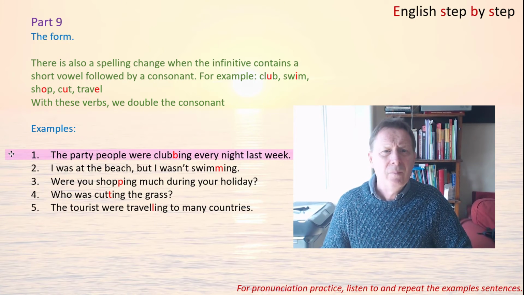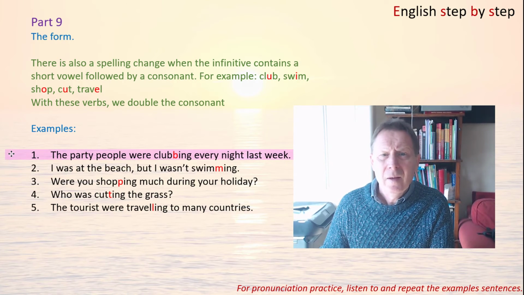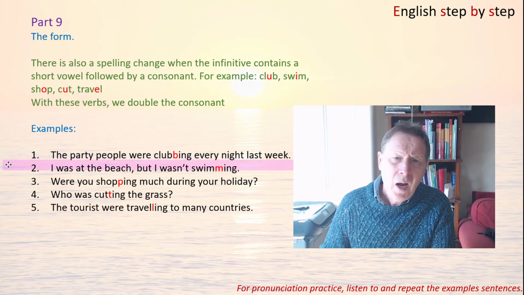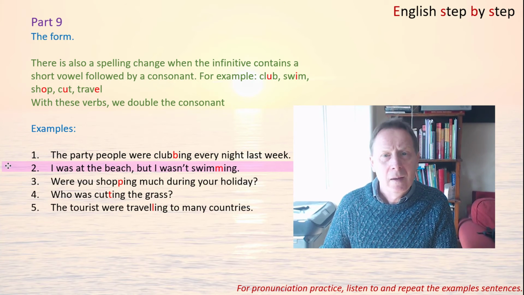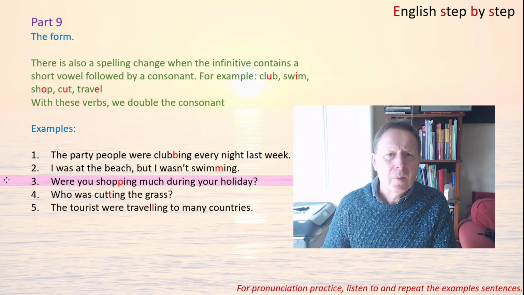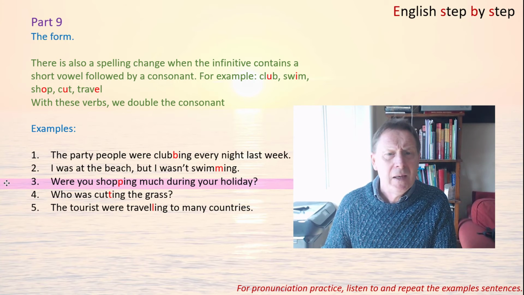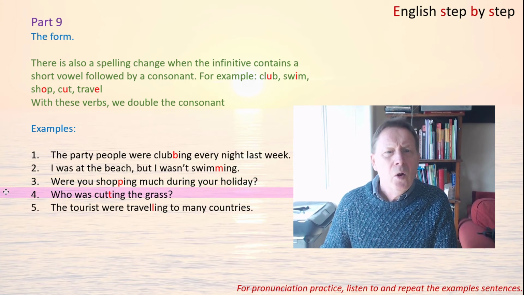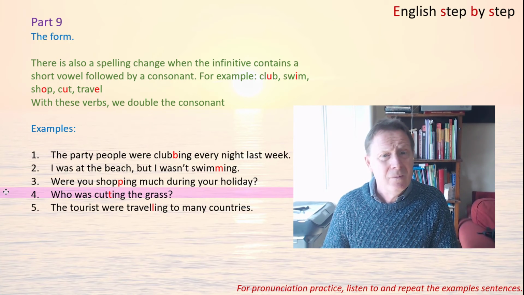For example, the party people were clubbing every night this week. Double B after the short vowel. I was at the beach, but I wasn't swimming. Double M after the short vowel I. Were you shopping much during your holiday? Double P after the short vowel O. Who was cutting the grass? Double T after the short vowel U.